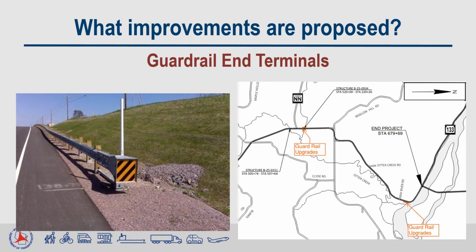Energy absorbing terminals, like what is shown in the photo on the left, are standard on all WisDOT projects currently. Energy absorbing terminals have shown to be safer in crash testing than previous models of guardrail end terminals. The map on the right shows the locations where the 5 non-standard guardrail end terminals will be replaced with new energy absorbing terminals.